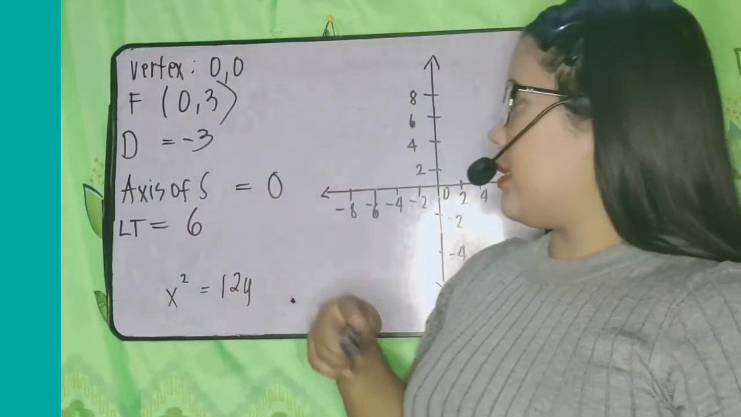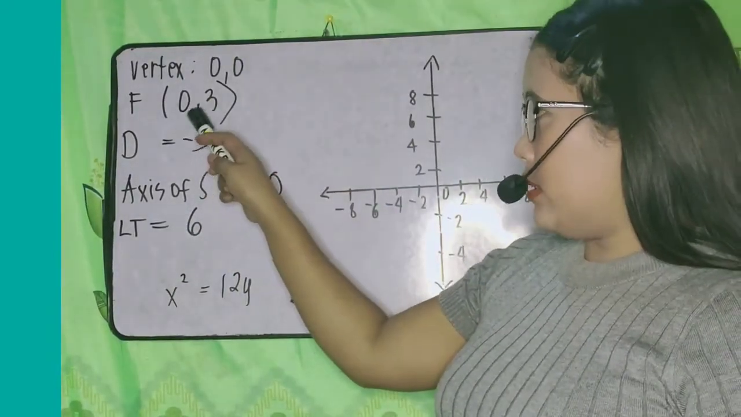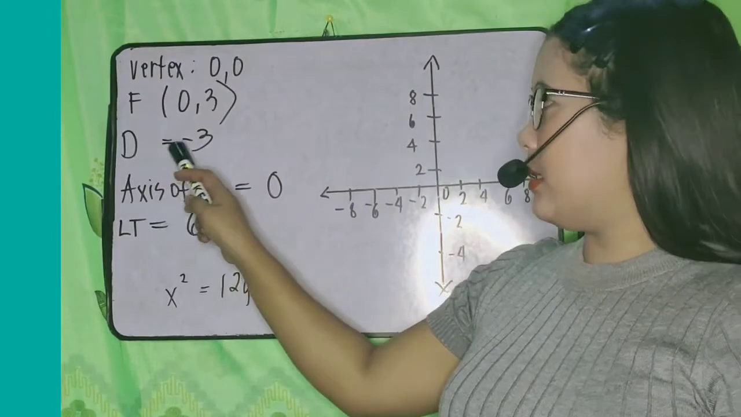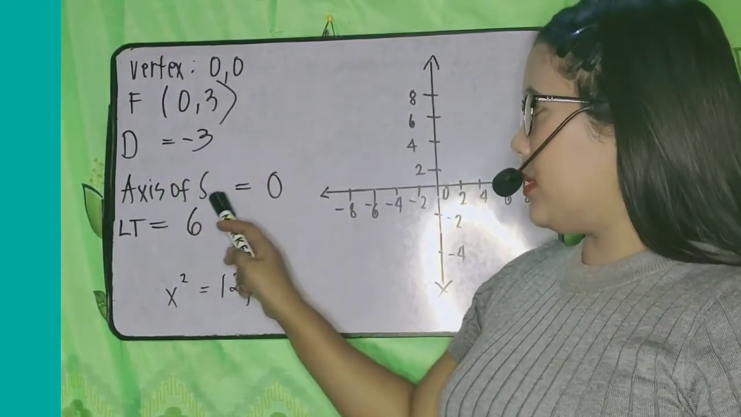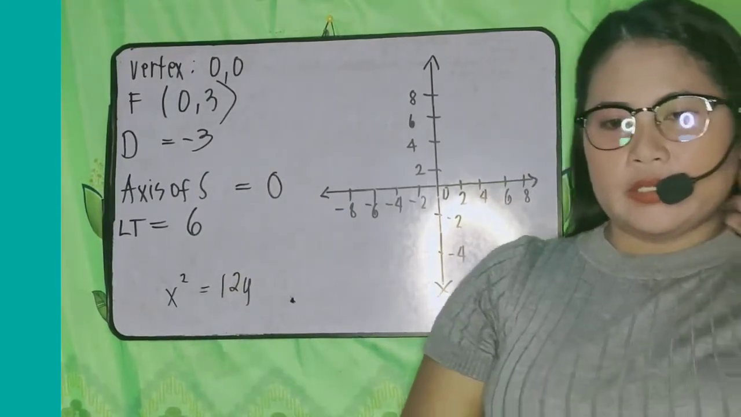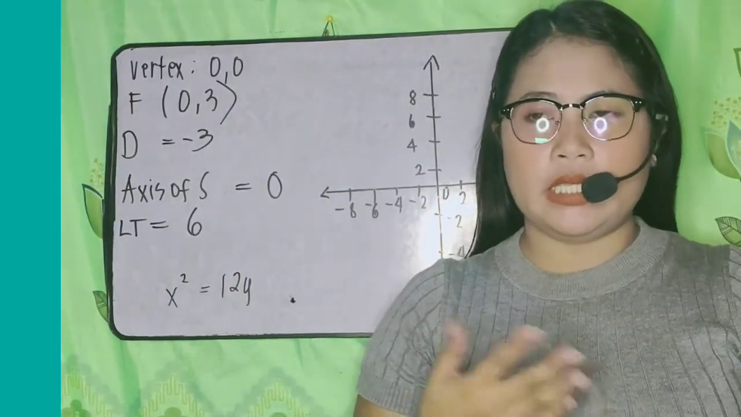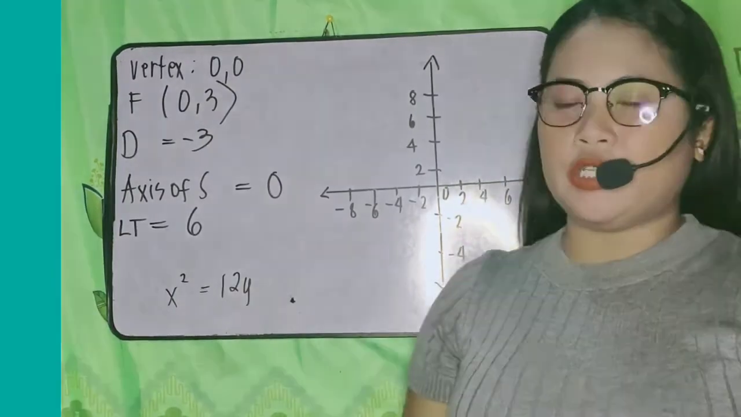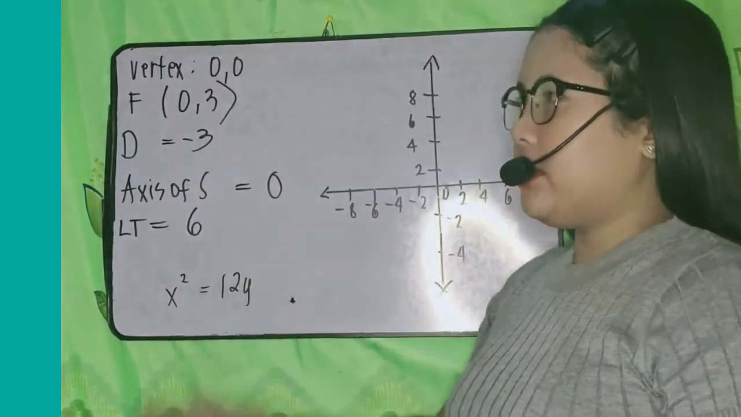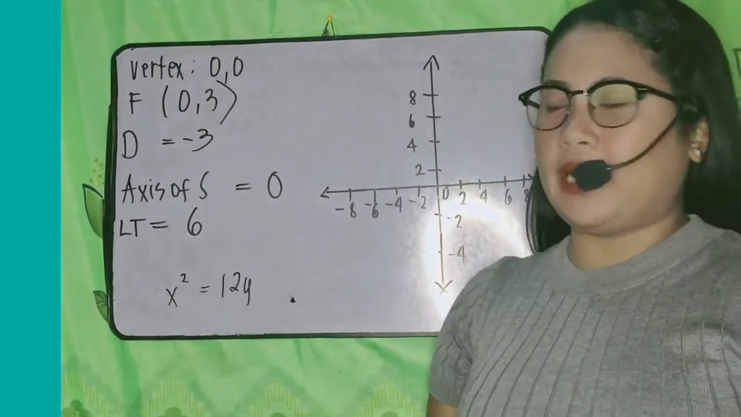So our vertex is (0, 0), focus (0, 3), directrix y equals negative 3, axis of symmetry x equals 0, and latus rectum 6. Now we're going to sketch all of these in the graph. Using the Cartesian coordinate plane, the parabola opens upward.